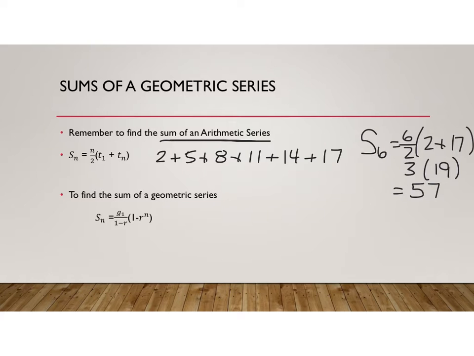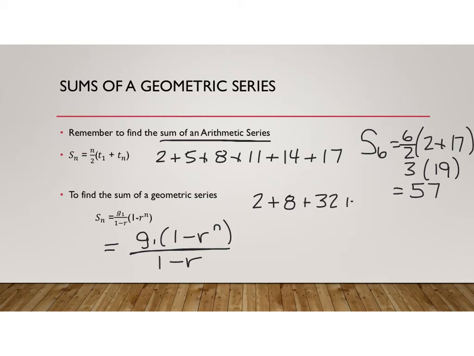Now, to find the sum of a geometric series, it's a little bit different. There are different ways to write this. It might be easier to know it's first term times 1 minus r to the nth power, all over 1 minus r. First term times 1 minus r to the nth power all over 1 minus r.